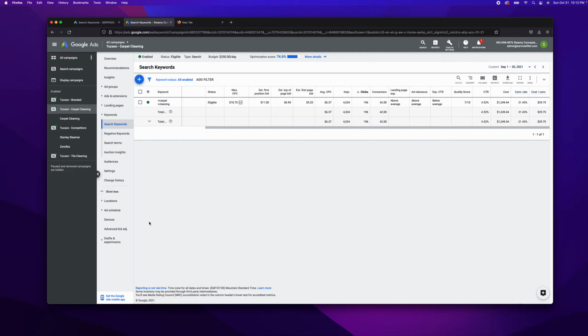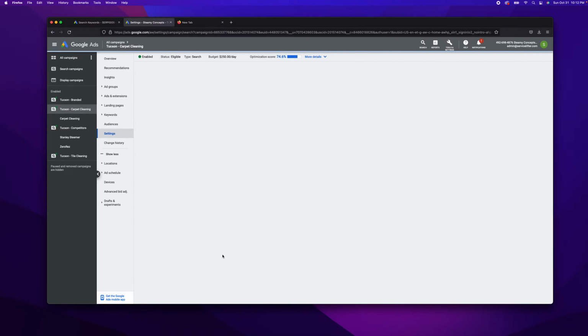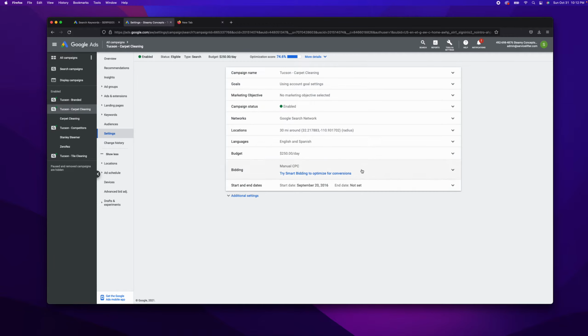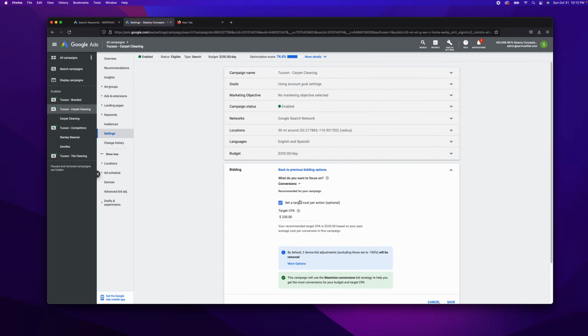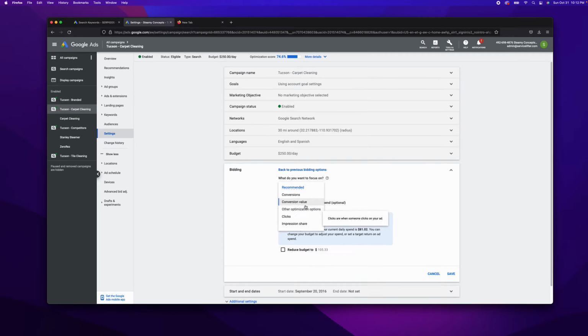And the way that you would do that is you would come over here to the campaign, and then you would go to settings, and you would wait for it to load. So you would change the manual CPC bid strategy, and you'd come down to here. Let me take a look real quick. Target impression share, maximize clicks. I'm not looking for any of those. I'm looking for other optimization, conversion value. Well, it looks like they changed a few things.